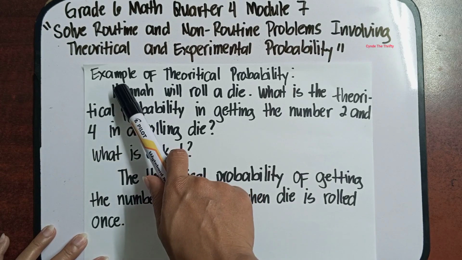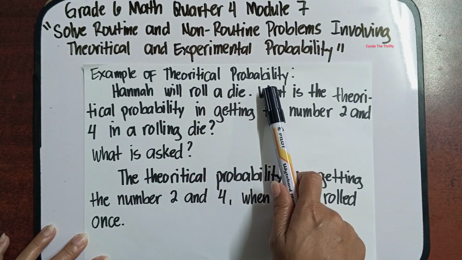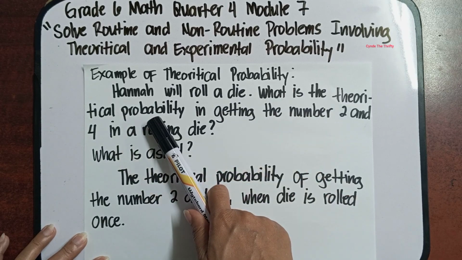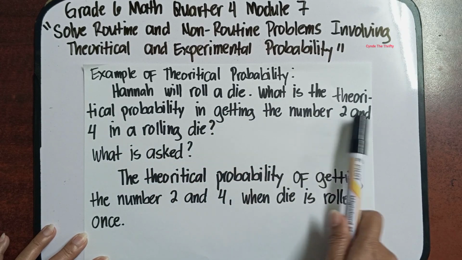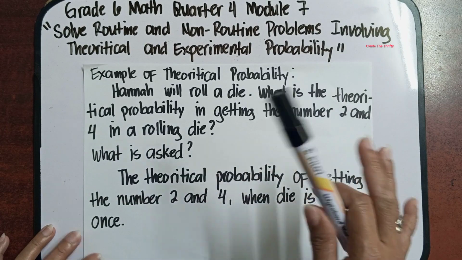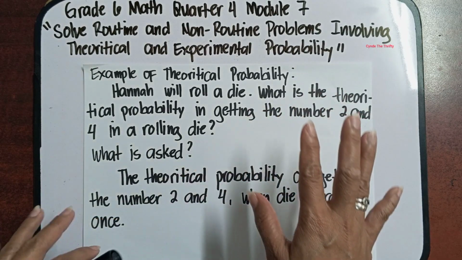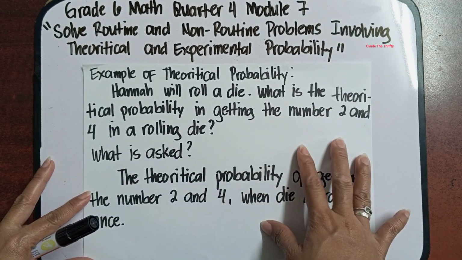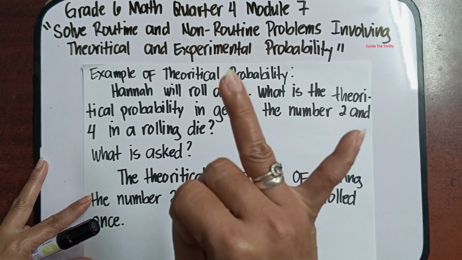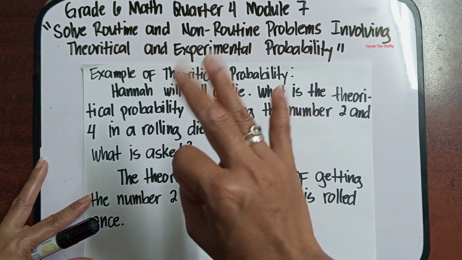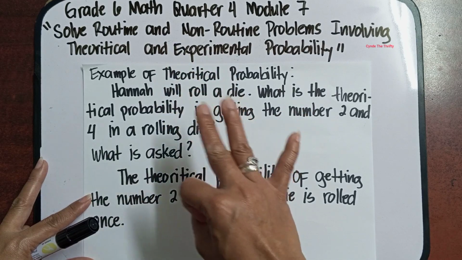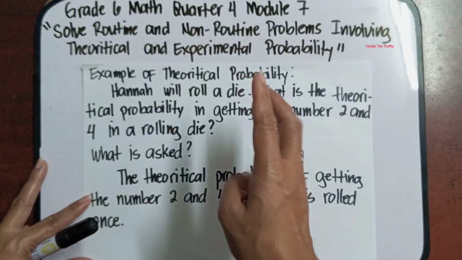Meron tayong example dito sa theoretical probability. Hannah will roll a die. What is the theoretical probability in getting the number 2 and 4 in rolling a die? Sa pag-solve ng routine and non-routine problems, meron tayong mga steps na sinusunod. Paulit-ulit lang itong mga steps natin. Meron tayong 4 na steps. First is what is asked. Second is what are given. Third is what operations and formula to be used. And then ang fourth is solve.